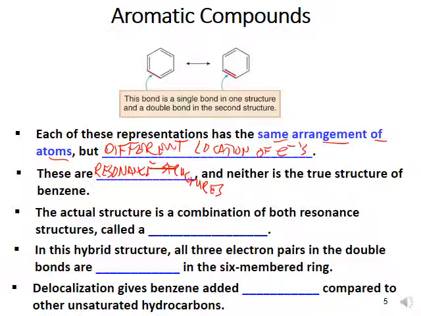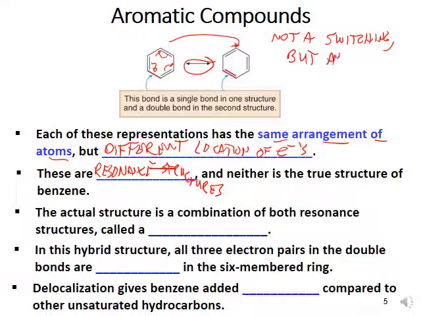Think about it. If this electron pair in the double bond goes here, and this one goes here, and this one goes here, you end up with this. And that's what a resonance structure means. It doesn't switch back and forth, but it's an average. So not a switching, but an average.